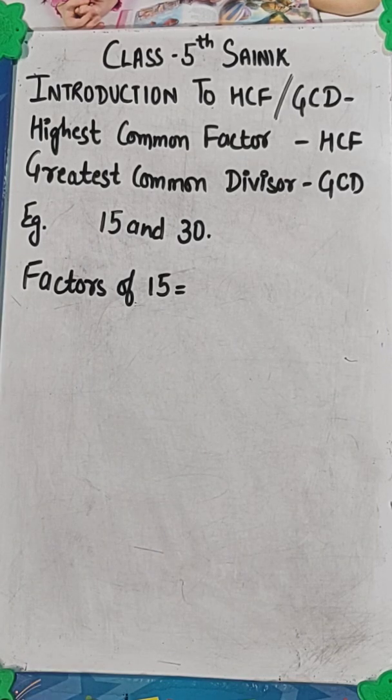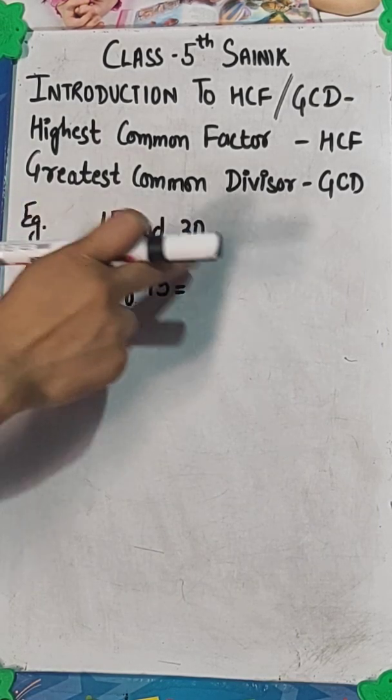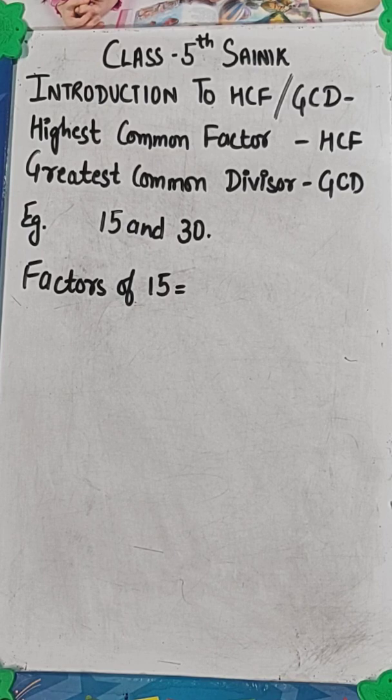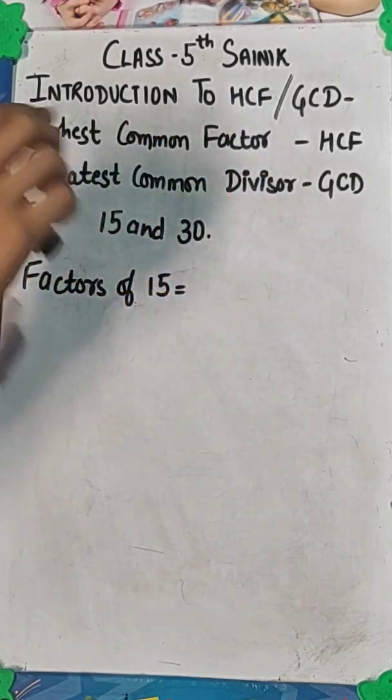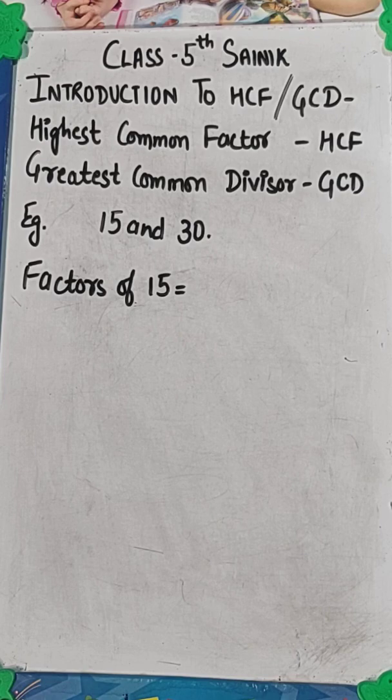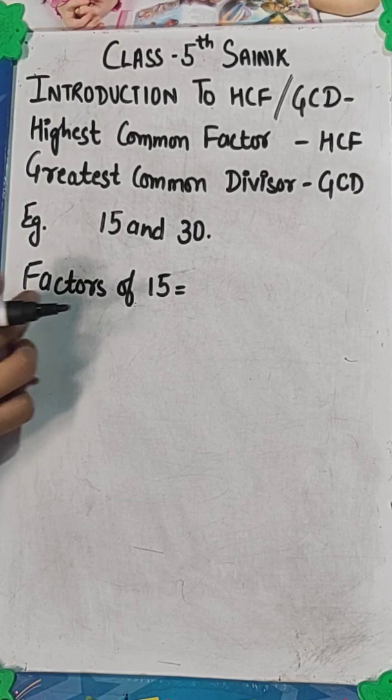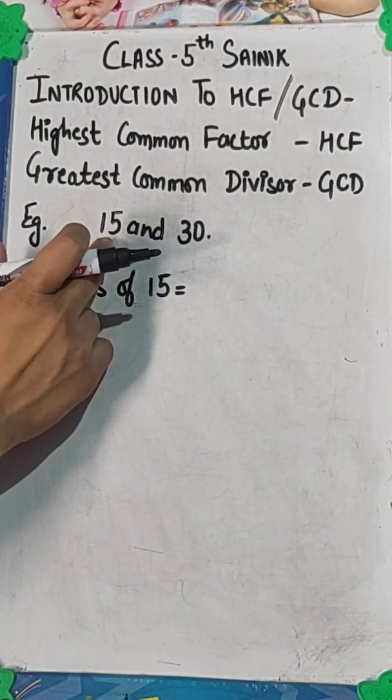So now look here everyone. Supposedly if I take an example of finding HCF of 15 and 30. So as you can see that we have to find the highest common factor. Means firstly we have to take the factors of these numbers. So firstly I am taking the factor of 15.